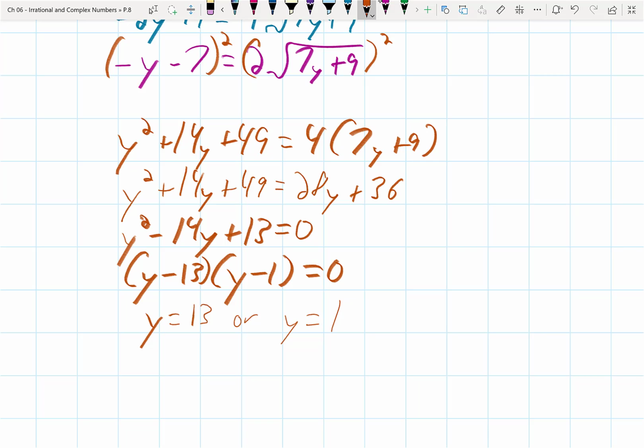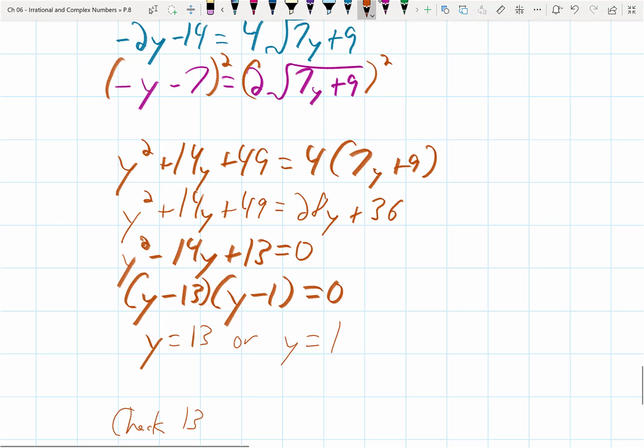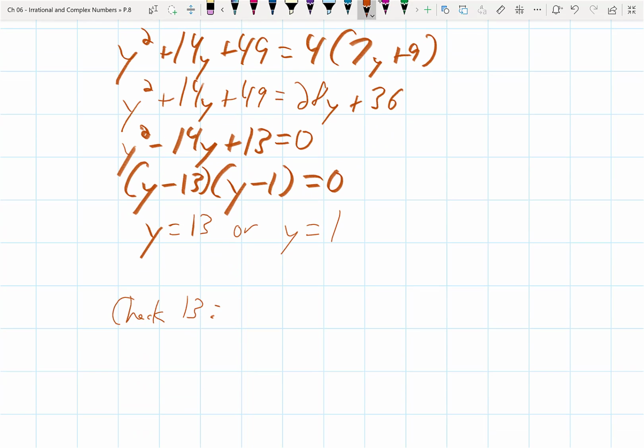And even then, we still aren't complete with the problem because we have to check if both 13 and 1 actually work. So we're going to check the number 13. If you get numbers that don't give you clean radicals, you might want to second guess whether you got the answer right. Check 13 means to plug 13 in for y. So I'm going to go root of 5 times 13 minus 1, minus root of 7 times 13 plus 9, equals 2.